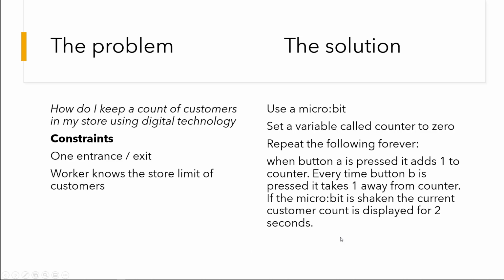Our solution is going to be to use a microbit, and we're going to set a variable which is called counter. Initially we're going to set that to 0, and then we're going to repeat the following forever. When button A gets pressed, it adds 1 to the counter. Every time button B gets pressed, it takes 1 away from the counter. If the microbit is shaken, the current customer count is displayed for 2 seconds.